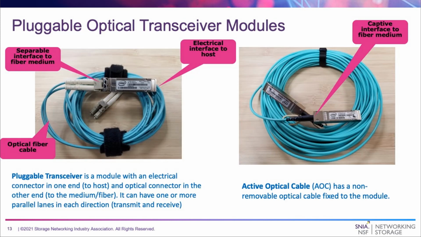Another common media type are pluggable optical transceiver modules. On the left-hand side, you'll see a pluggable transceiver. On the right-hand side, you'll see an active optical cable.